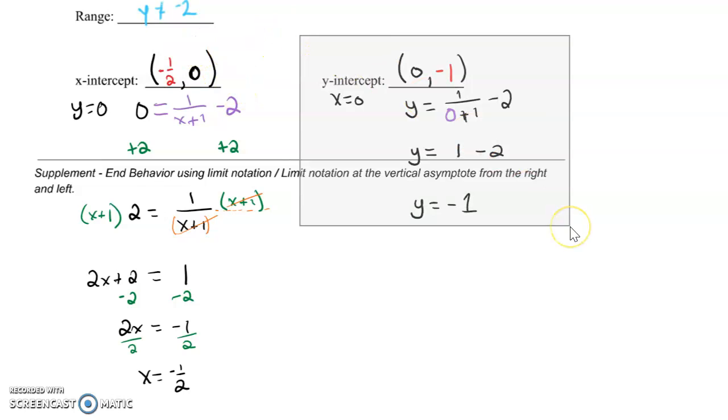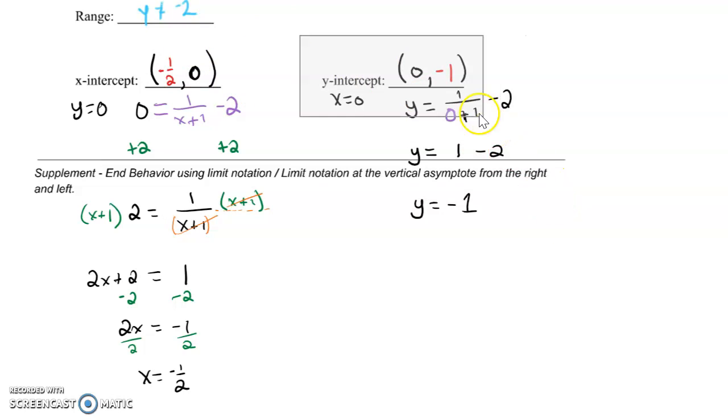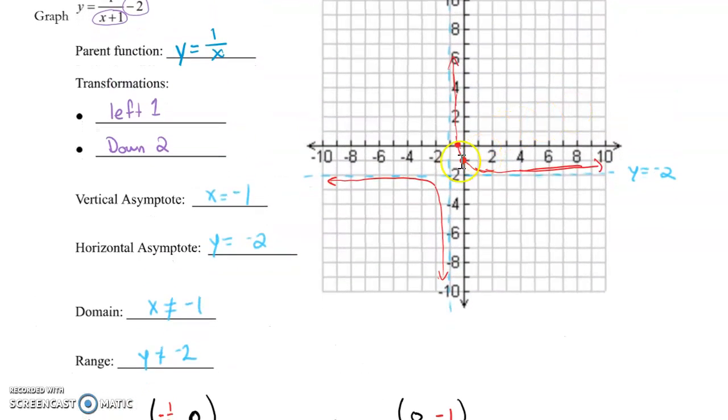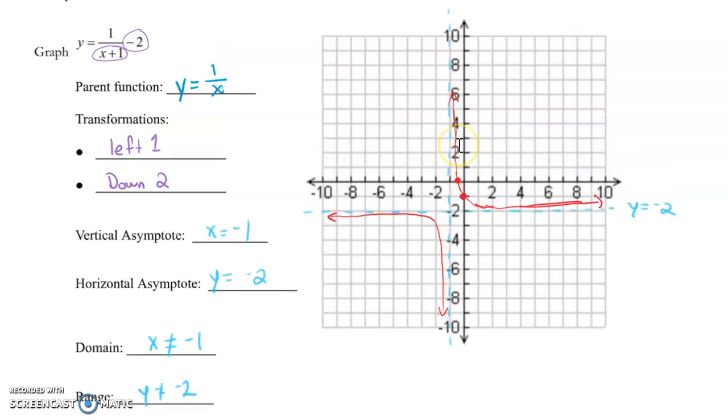Typically, the y-intercept will be a little bit easier because I make my x value 0. And if my x value is 0, I can just simplify this fraction. 1 divided by 1 is 1. 1 minus 2 is negative 1. So what we'll ask you to do is plot those 2 points. We want to see that as being visual. I want to see those ordered pairs plotted on your graph.